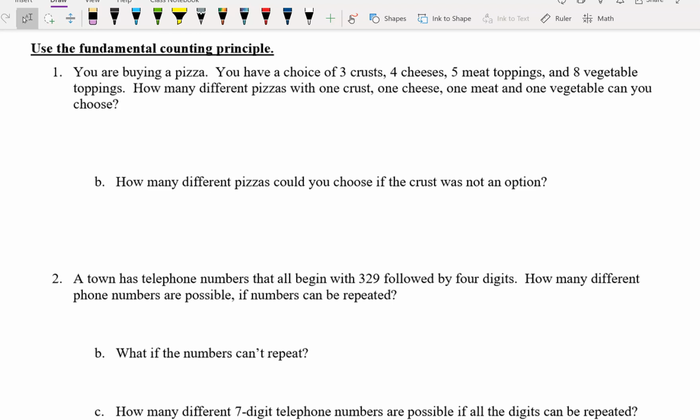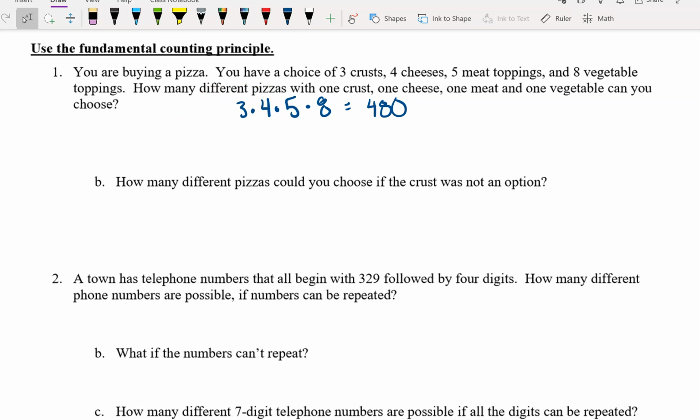You're buying a pizza. You have a choice of 3 crusts, 4 cheeses, 5 meat toppings, and 8 vegetable toppings. How many different pizzas with 1 crust, 1 cheese, 1 meat, and 1 vegetable can you choose? So assuming that you are getting 1 of each of those things, we can use the fundamental counting principle. And we can just take 3 times 4 times 5 times 8. 3 times 4 is 12, times 5 is 60, times 8 would be 480, I believe.